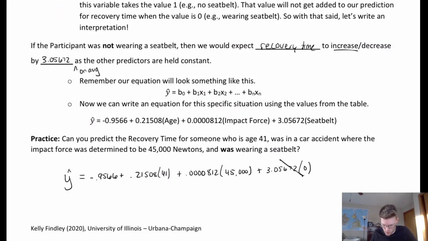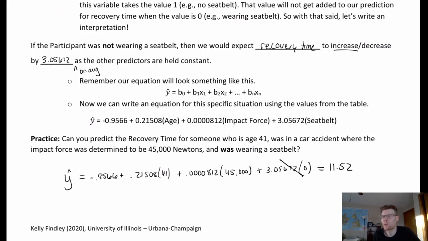Okay, so then I'm going to add this in. So I'm going to do negative 0.9566 plus 0.21508 times 41 plus 0.000812 times 45,000. And I get about 11.51 or 11.52, I guess, if I round this. So this would be my best guess for recovery time for someone with this accident information.